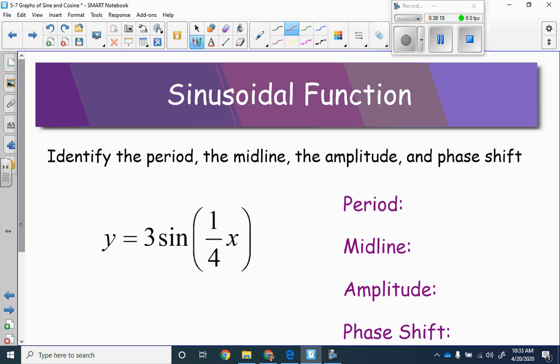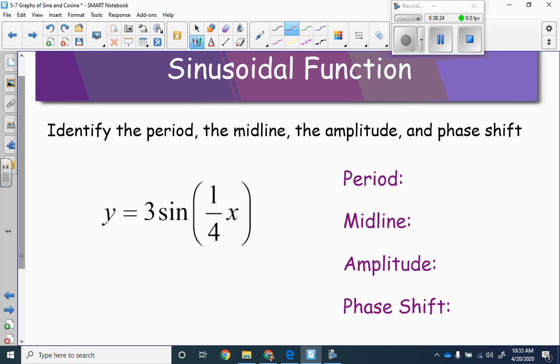And now we're going to be getting into the graphing of the sinusoidal functions. First of all, to make this probably the easiest for everyone is just being able to look at the function and be able to identify what the period, the midline, the amplitude, and the phase shift is. That's really going to help us.